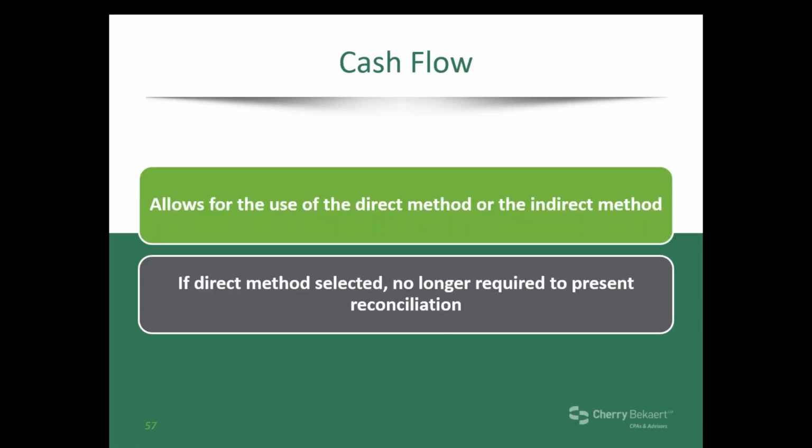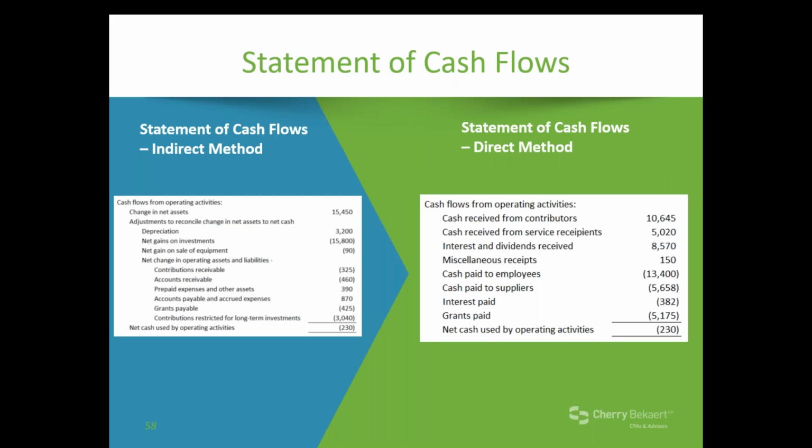And so the last change we're going to talk about is cash flows, and I don't think this will probably have a big impact on most of y'all. So now it allows for the use of the direct method or the indirect method, and if the direct method is selected, you're no longer required to present an indirect reconciliation. And this is just two examples of what the statement of cash flows could look like using the indirect or direct method.